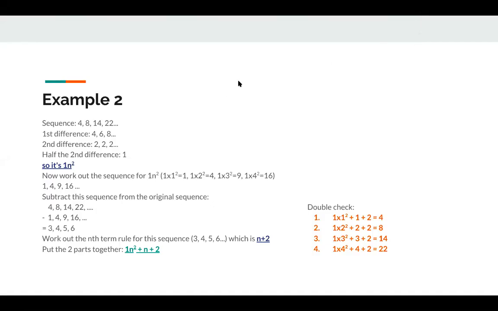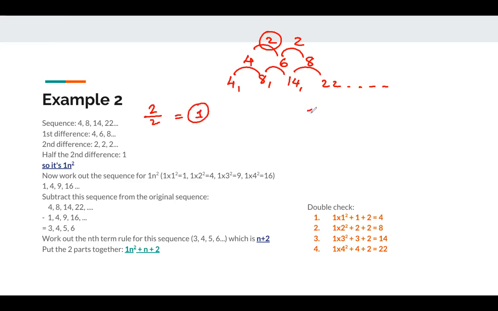In this example, we have 4, 8, 14, 22, and so on. You notice that the difference here is 4, here is 6, and here is 8, and so on. The second difference that you get is 2 and 2. So the coefficient of n squared is simply 2 over 2, that is 1. So it is going to be 1n squared. Now I just write down 1n squared right below it and put the values here.